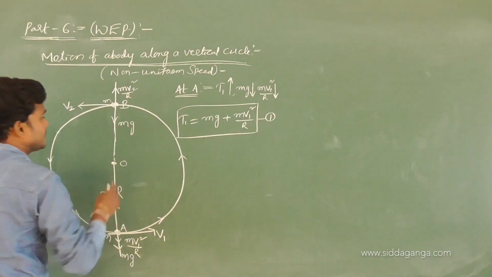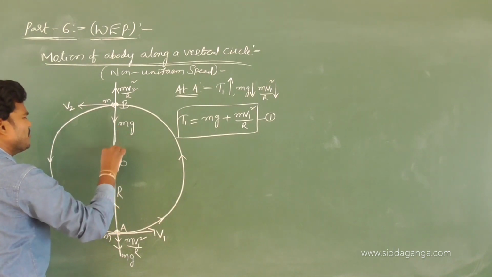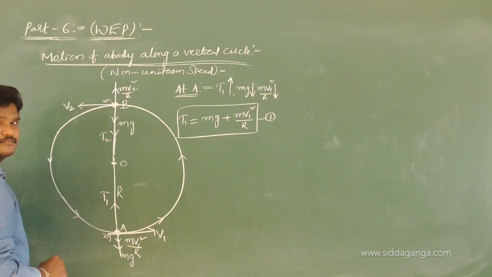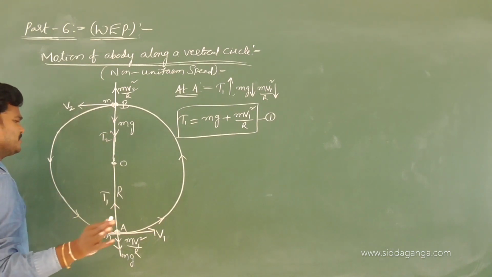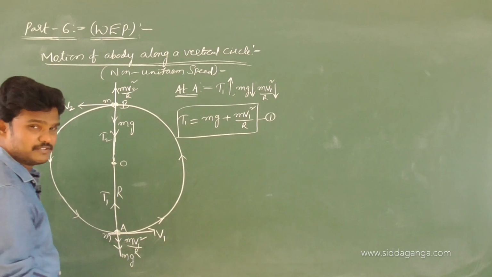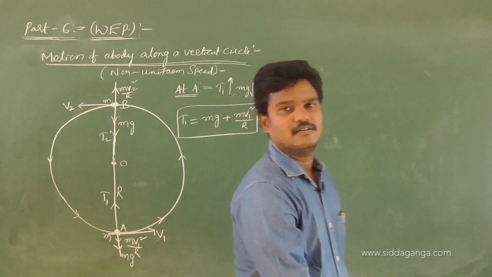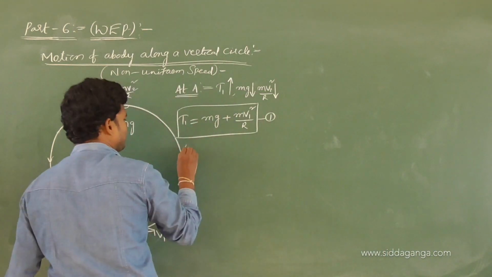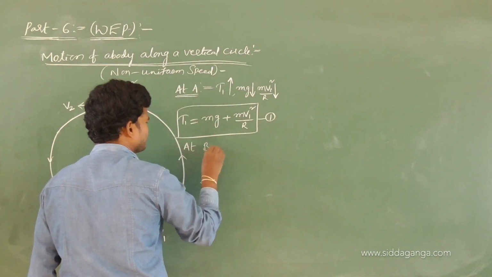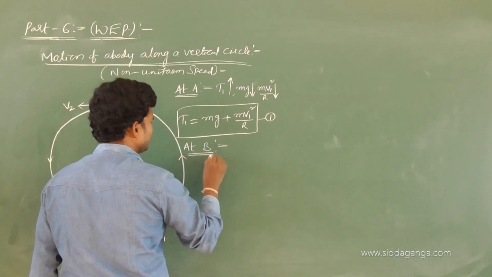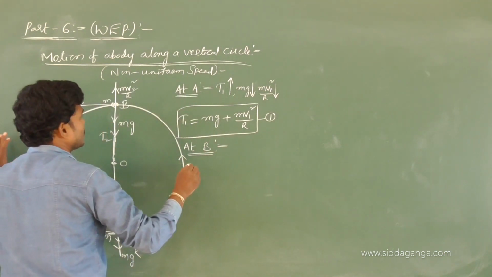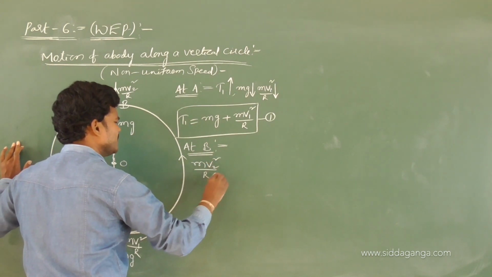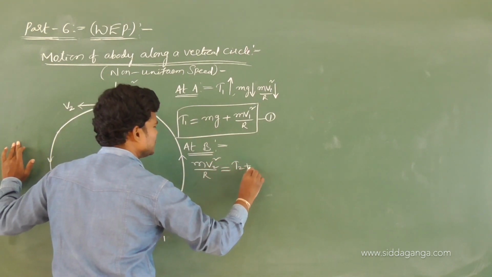And see the tension. Tension is away from the body with respect to this body, so away means this is T2, towards the point O. T1, T2. Now write some equations at B. At B, how many forces are upward and how many are downward? Upward is m v2 square by r, downward is T2 plus mg.